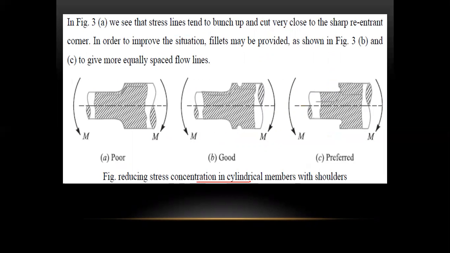Next, if you see the figure, reducing stress concentration in cylindrical members with shoulders. The stress lines tend to bunch up and cut very close to the sharp re-entrant corner. In order to improve the situation, fillets may be provided, which give more equally spaced flow lines. Okay, so see here, it is a poor design. So the moment M is applied. Whenever you have a small indentation, it is good. It is also preferred.